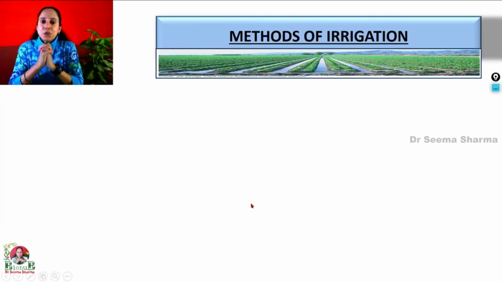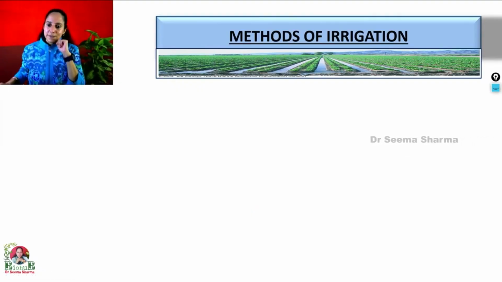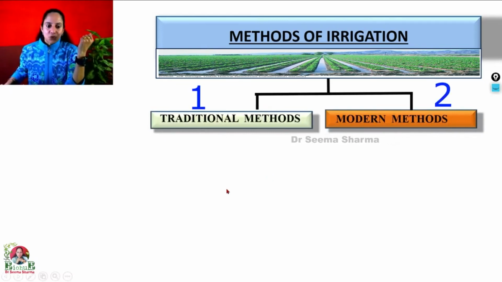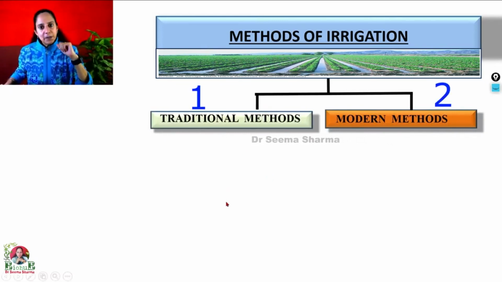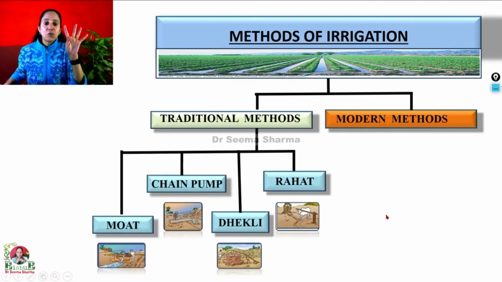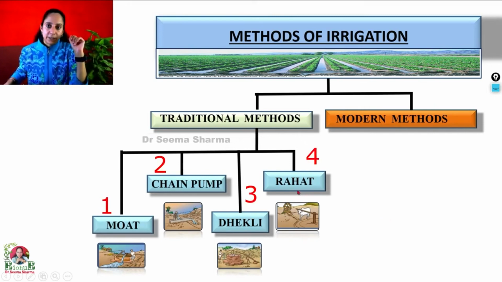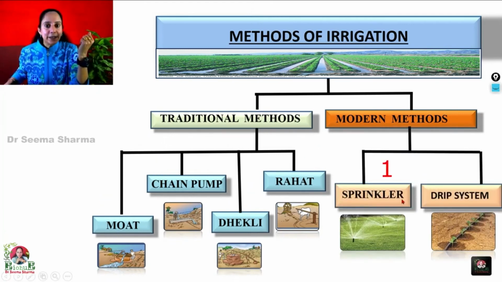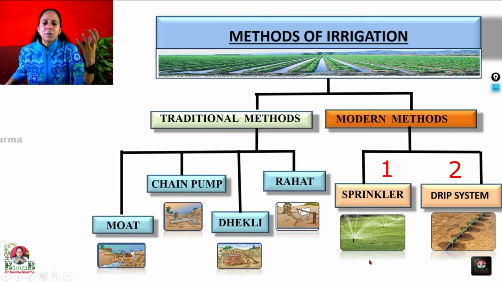Now we have to learn about the methods of irrigation. Students, we have basically two methods: traditional methods and modern methods. Traditional methods are very simple, and there are 4 types: mode, chain pump, dhekli, and rahat. These are 4 traditional methods, whereas in modern methods, one is sprinkler and another is drip system. Now let's learn about these systems in a little more detail.